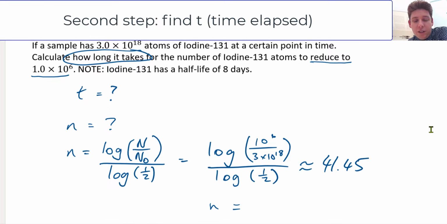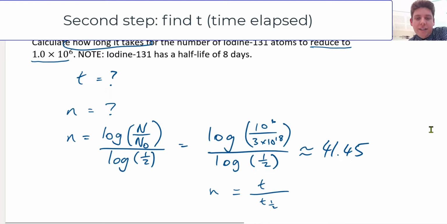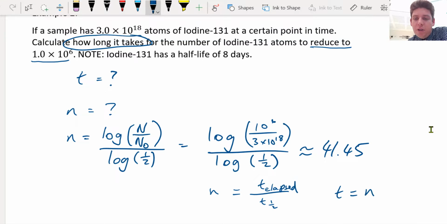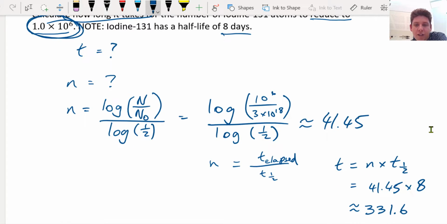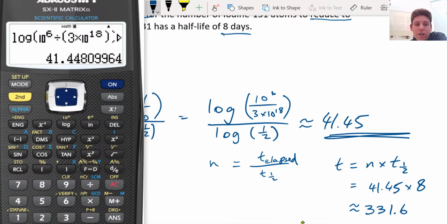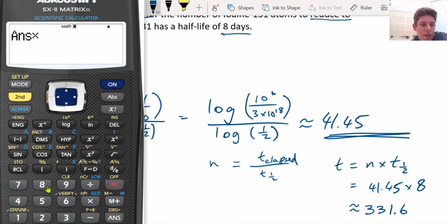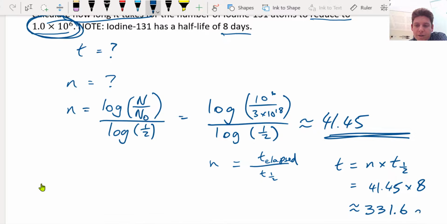The number of half-lives, time elapsed. So the time we're trying to find divided by the half-life time. So to get the time elapsed by itself, you do the number n times by whatever the half-life is, which is 8. So yeah, correct, we just calculated that, and the question tells us it's 8 days. I suggest using the full decimal that you got. So I would do times by 8. And yes, there it is. Are there any questions?